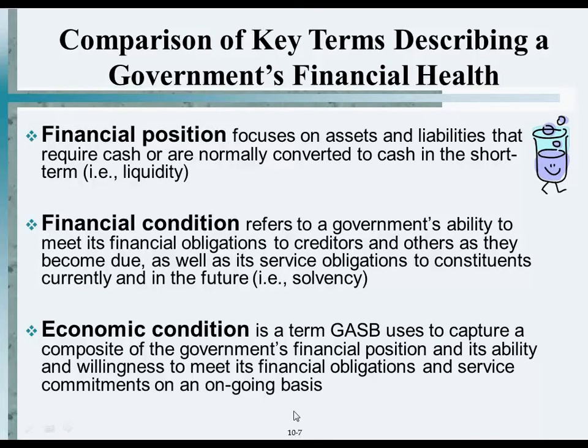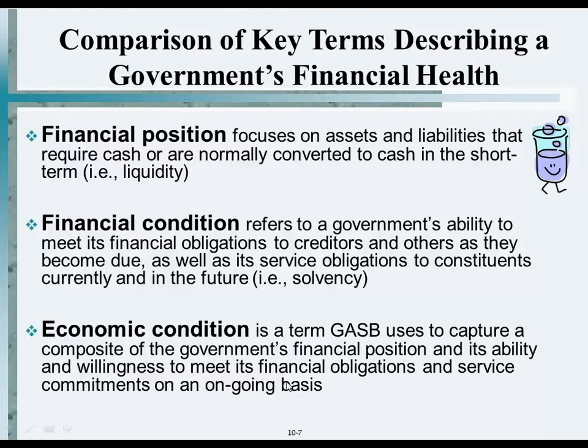And finally, economic condition. Now, GASB uses an interesting approach for this, because what it does is it combines both of these two into something called economic condition. It captures a composite of the government's financial position and its ability to meet its financial obligations on a pay-as-you-go basis.